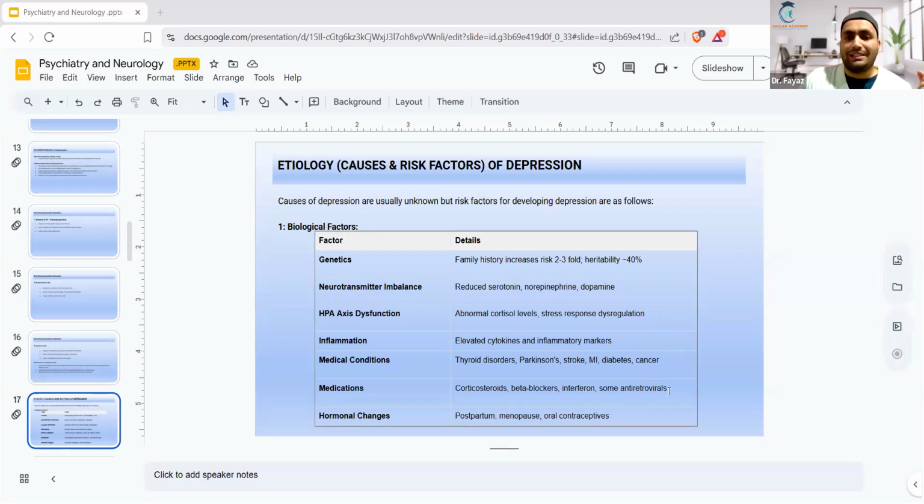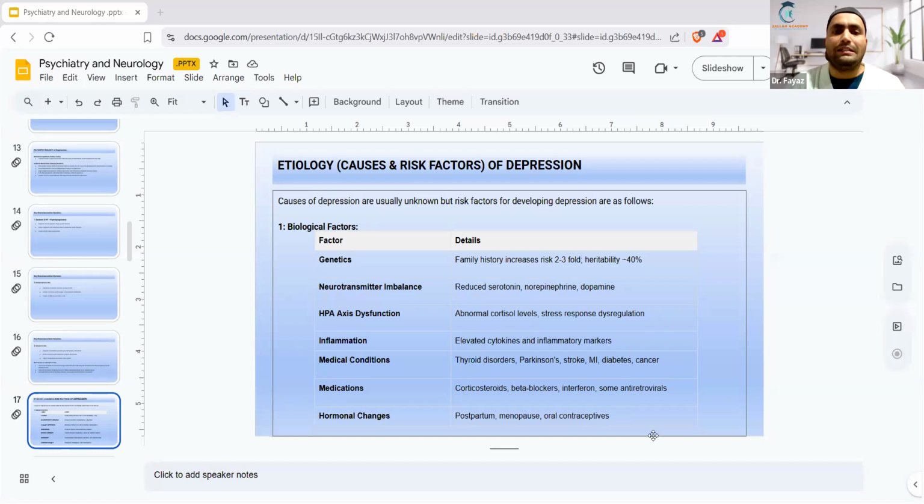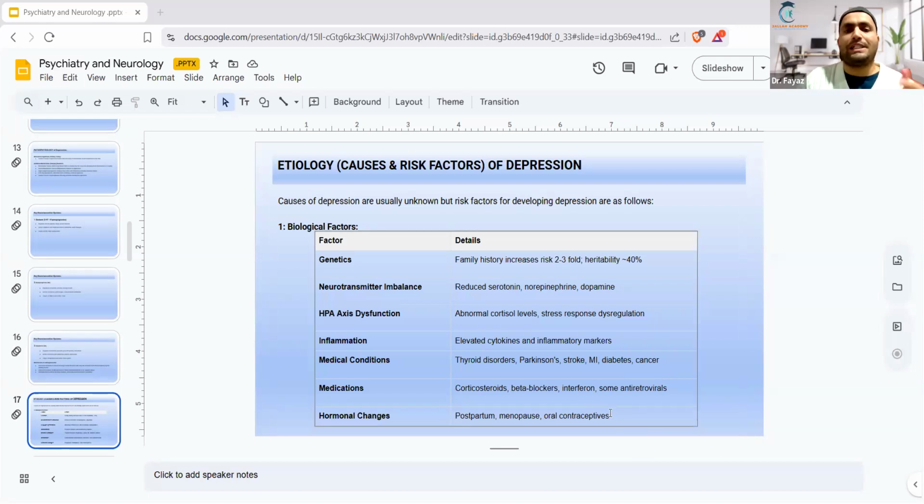Some medications like beta blockers, interferons, antiretrovirals or anti-HIV medications, and steroids can cause depression. Changes in hormone levels also matter. For example, women may develop depression around the peripartum time, around menopause or perimenopause, and women who use oral contraceptives have a slightly higher risk of getting depressed, or getting depressed after stopping the oral contraceptives.